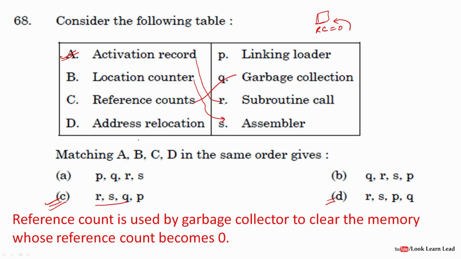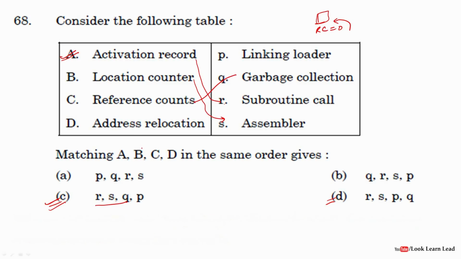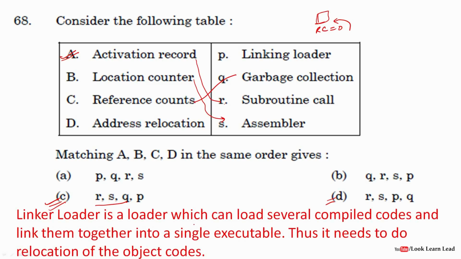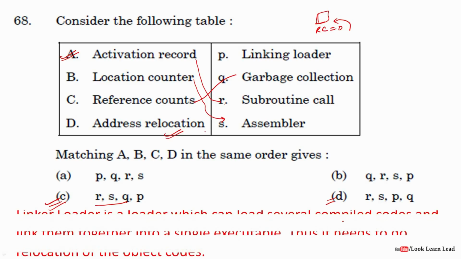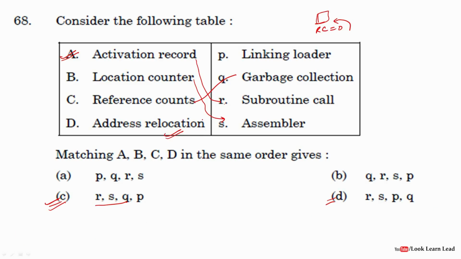But let's see the others. Link loader. Link loader is a loader which can load several compiled codes and link them together into a single executable code. Thus it needs to do the relocation of the object codes. So address relocation is linked to link loader. So it is D. So D is P. That is, D is connected to P. So the answer is C, that is RSQP.